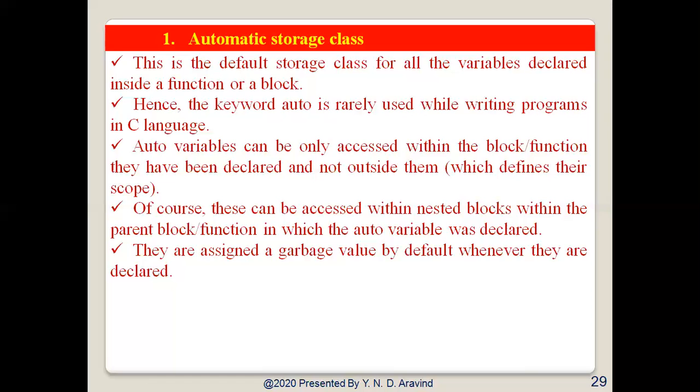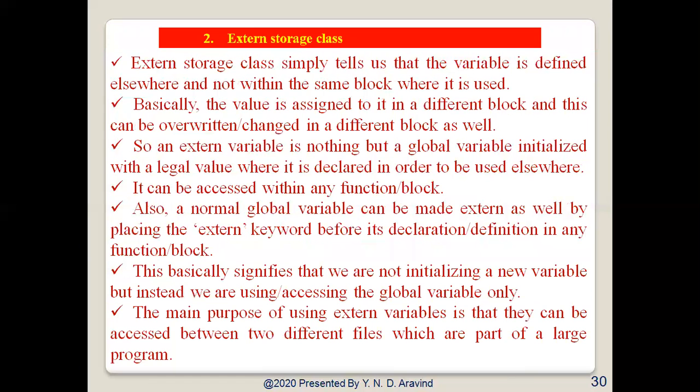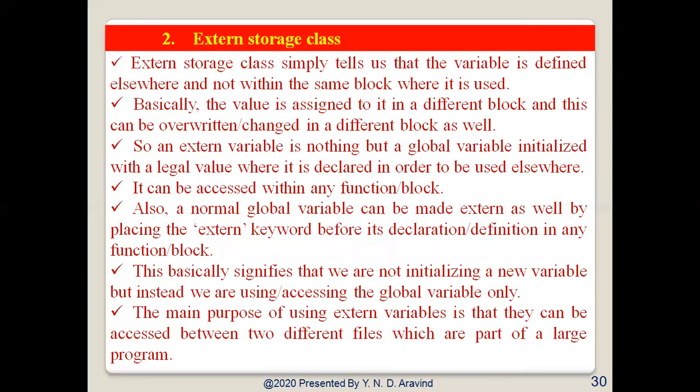Now let us come to the second storage class, that is the external storage class. These are variables that are both alive and active throughout the program. The external storage class simply tells us that the variable is defined elsewhere and not within the same block where it is used. Whenever we define a variable with extern, that can be used anywhere. So we can use it within that block and outside the block.